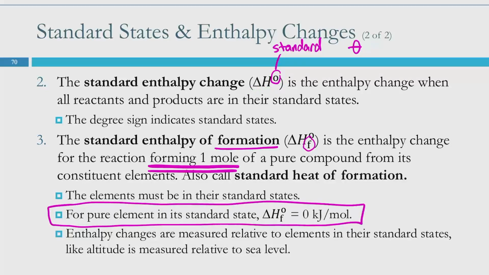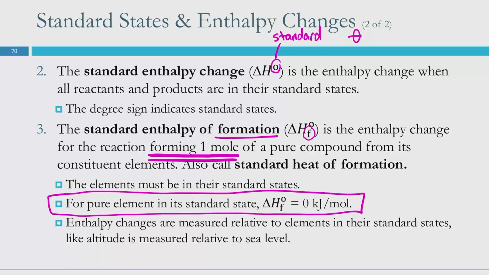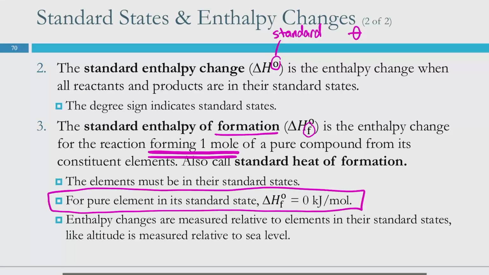Our standard enthalpy change, which has this little degree sign to indicate that it's standard, and the enthalpy change being the delta H, is our enthalpy change when all of the reactants and products are in their standard states. We also have the standard enthalpy of formation, which adds on this little F, the F for formation. And that's our enthalpy change when we're forming 1 mole. So we're always going to be writing these standard enthalpy of formation reactions with 1 mole as the product.